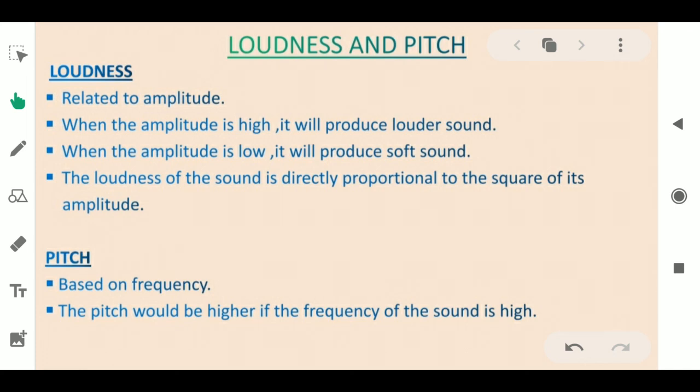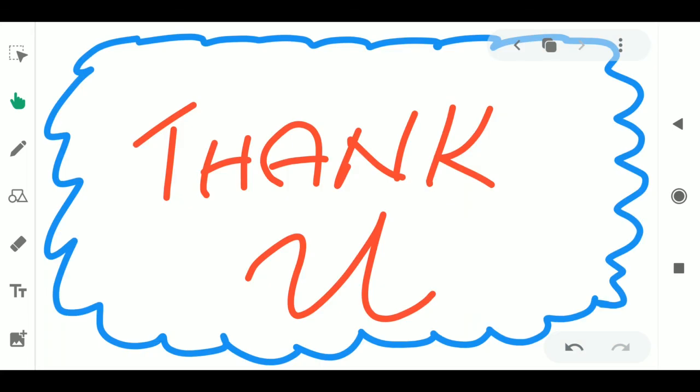Clear? Yes. Dear students, the properties that we discussed today are very important in this chapter. So you must study all these points and relate all these terms together. Clear? Yes. Dear students, after watching this video, please go through the textbook and study each and every point that is given in the textbook.